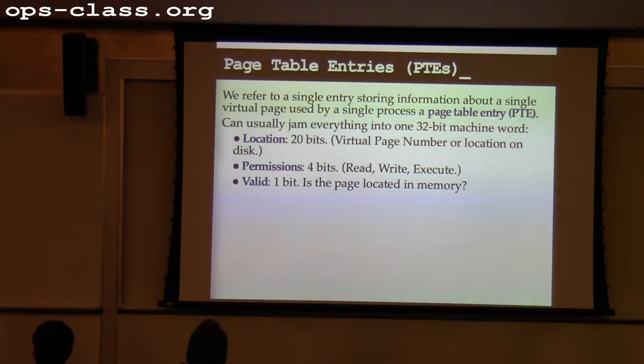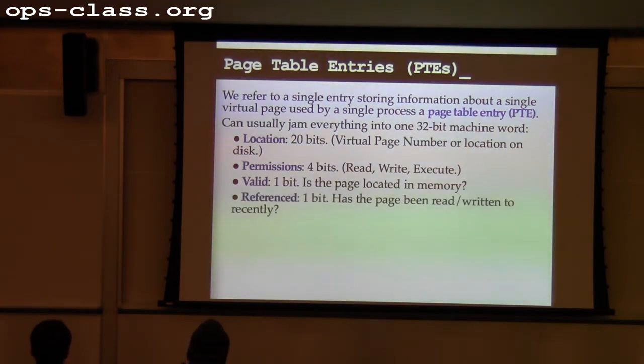So sometimes this valid bit is used to interpret the location, right? If the valid bit is set, the location is a physical page number, right? Sorry, this should be physical page number. And if it's not, it needs to be something that allows the process to find the contents of this page, right?